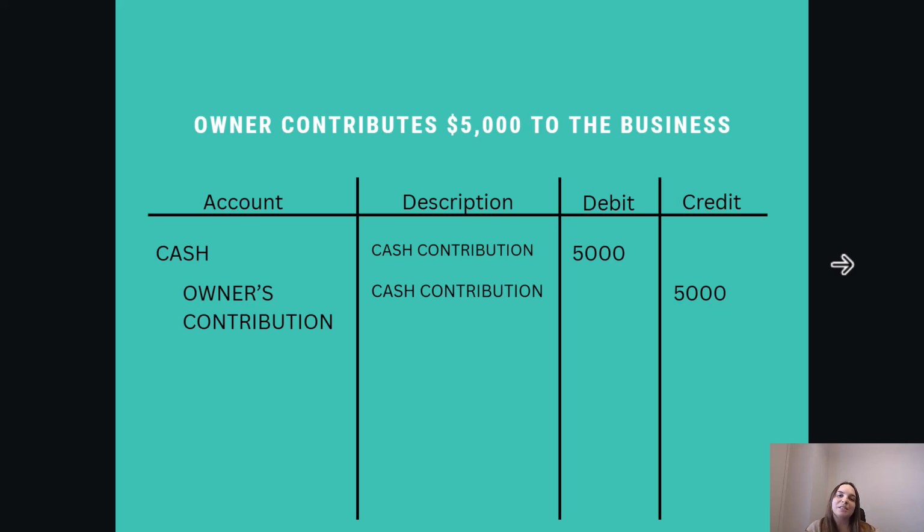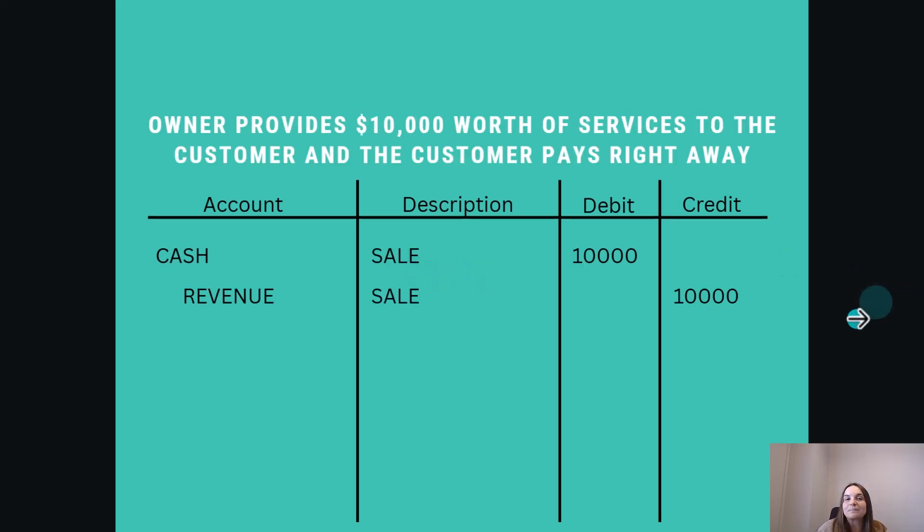So an owner contributes $5,000 to the business. Remember, cash has a normal debit balance, so we're going to increase our cash by $5,000 by debiting. And then owner's contribution has a normal credit balance. We need to increase it, so we're going to increase it by a $5,000 credit. Now, you're going to see that the descriptions are the same throughout these journal entries, but you don't have to have the same description for a line. You can have different descriptions for each line item.